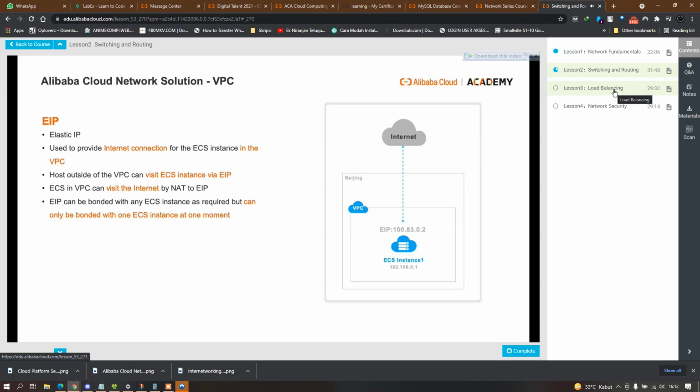And also, an EIP can be bound to any ECS instance as required, but it can only be bound to one ECS instance at one moment. For example, if you have one EIP, at this moment you can bind it to ECS1, and at the next moment you can unbind it and bind the EIP to ECS2. This can be changed as your requirement.